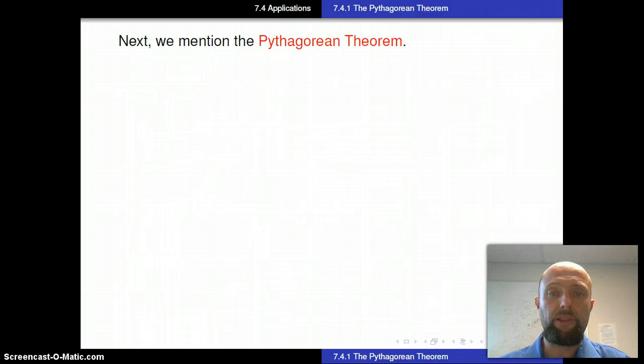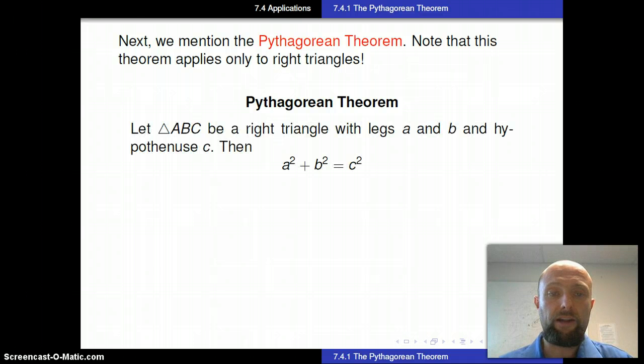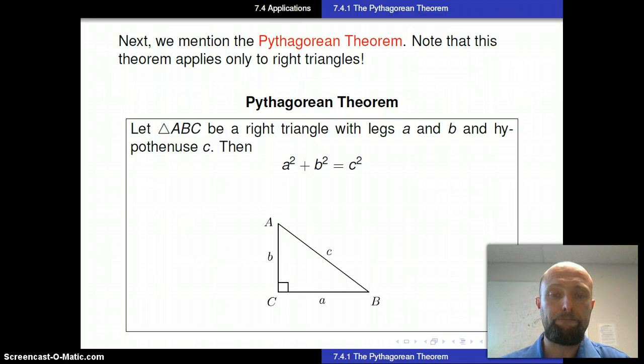Next, we mention the Pythagorean theorem. Note that this theorem applies only to right triangles. Let triangle ABC be a right triangle with legs a and b and hypotenuse c. Then a squared plus b squared is c squared. And here is a picture of that.